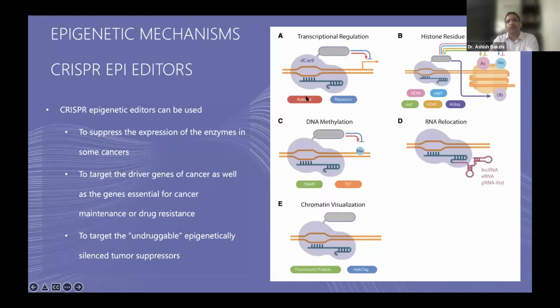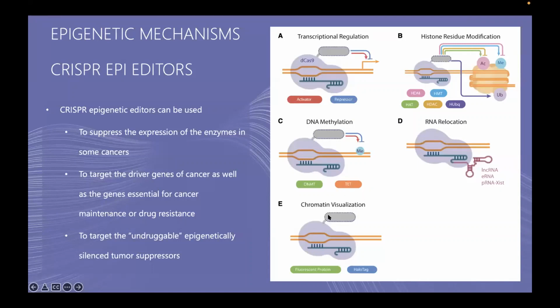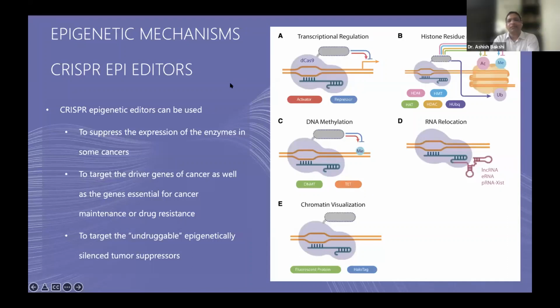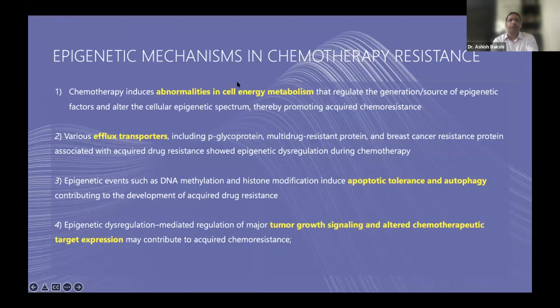Now, this is a very, very interesting technique, because by using the CRISPR epi-editing technique, you can bring about transcriptional regulation. So basically, you can insert an activator or a repressor. You can do a histone modification by inserting demethylases or methyltransferases, histone acetyltransferase, and so on. You can bring about DNA methylation by activating or repressing the DNMT or TET, and you can even target the chromatin with the help of a fluorescent probe. So like this, the CRISPR technique can be used for a variety of purposes, and these are currently being explored for the treatment.